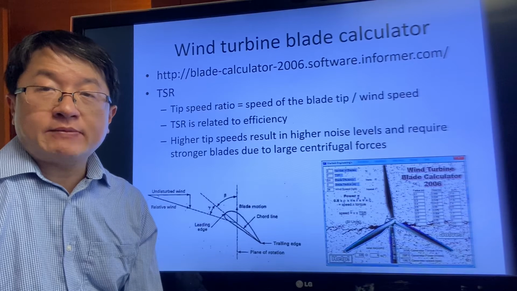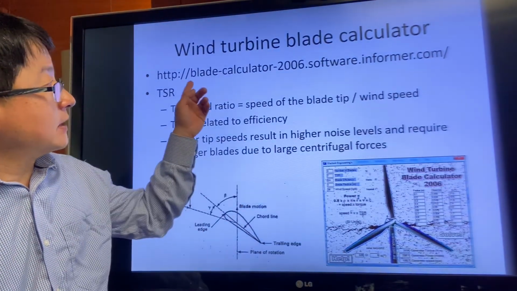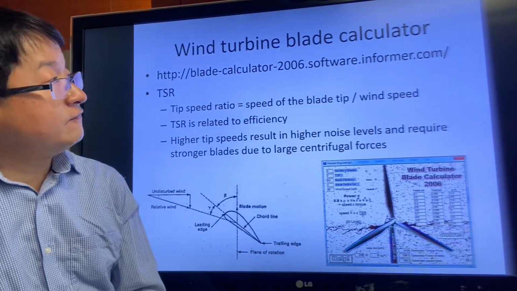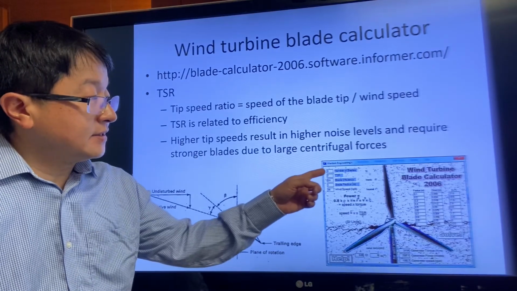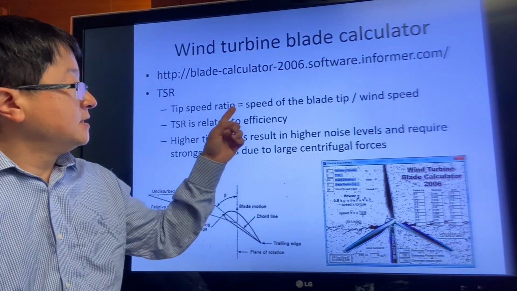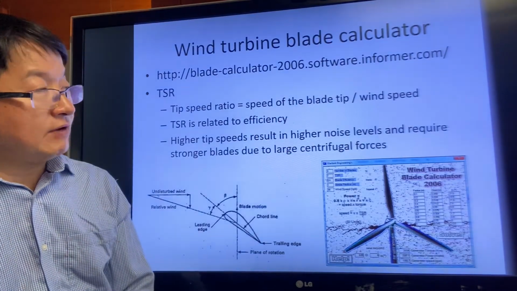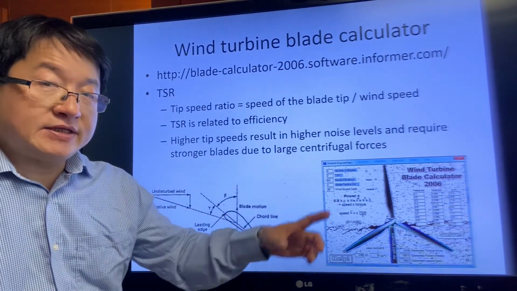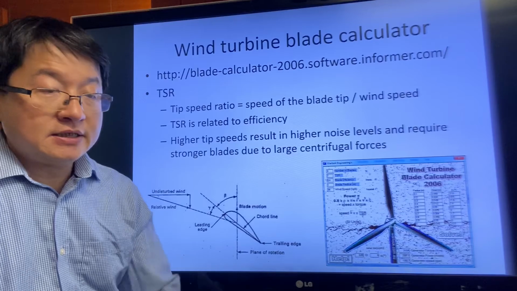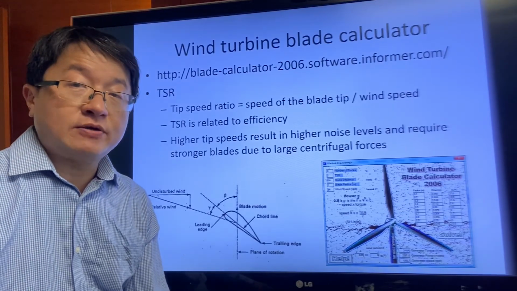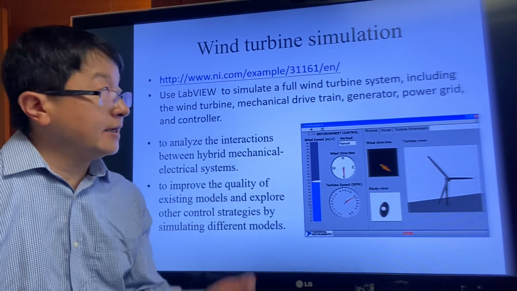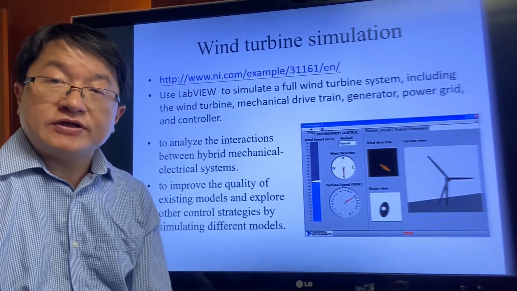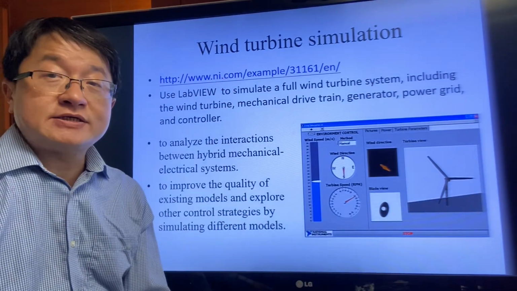There is some software that can help us to design the wind turbine. For example, you can go to this link, Blade Calculator 2006, at software.informer.com. When you enter the number of blades, the TSR, which means the speed of the blade tip divided by the wind speed, called the tip speed ratio, and the blade efficiency and the radius and so on, the system can help to calculate the energy output of this wind turbine. There's another software contributed by NI, National Instruments, that can also help you to calculate the energy output of a wind turbine. So you can go to this website to have a trial.